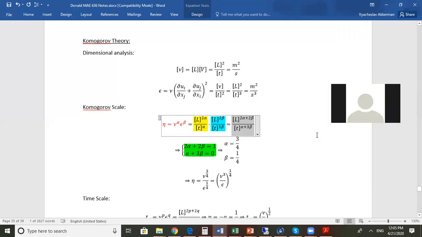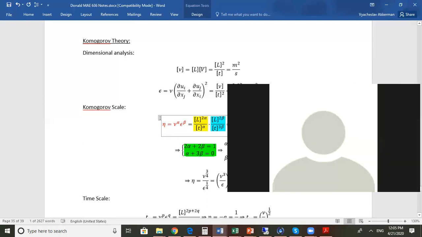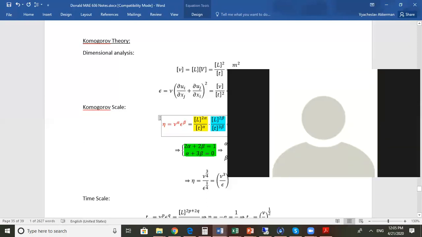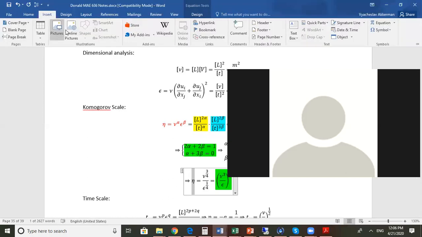So that is it. Do you agree with this? Okay, so from here I have a system of two equations with two unknowns, alpha and beta, and from here I find what alpha and what beta are. Is it easy? From here I will see that my alpha is 3/4, my beta is 1/4, and I will have an expression for my Kolmogorov scale. Here it is. So my Kolmogorov scale should be like this.